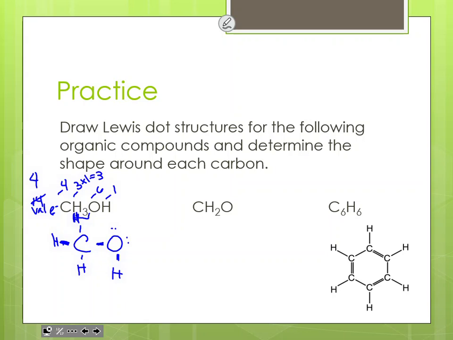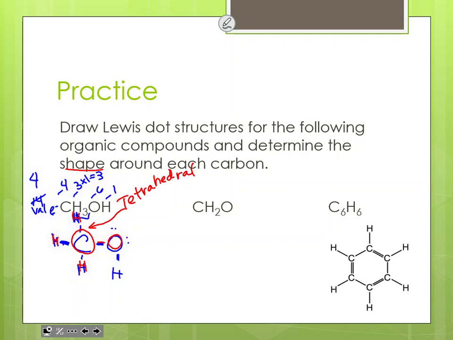Now, the thing is, we want to determine the shape around the carbon. So here, if we're looking at this carbon, it has 4 atoms attached to it, right? 4 atoms, but no lone pairs. So what would be the shape around that carbon? What shape is it where you have 4 things attached and then you have no lone pairs on the central atom? So this one would be a tetrahedral, yes. This one, tetrahedral. Good. So this carbon has a tetrahedral shape.